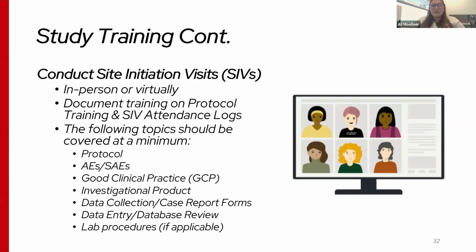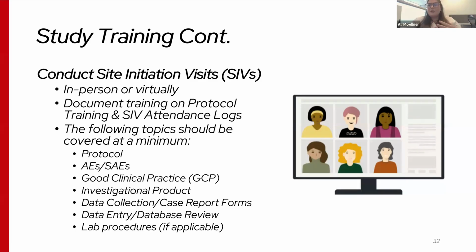Okay, so site initiation visits are also something you'll need to do before sites are able to enroll. You might be doing this for single site studies, but for multi-site, they're just a little bit different, and you need to really adapt to the different sites. Theresa mentioned that historically these were typically done in person, but since COVID, a lot of these are being done virtually, and that's totally okay.